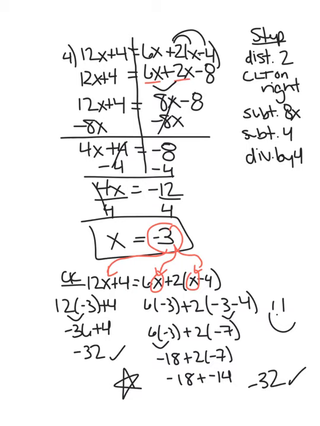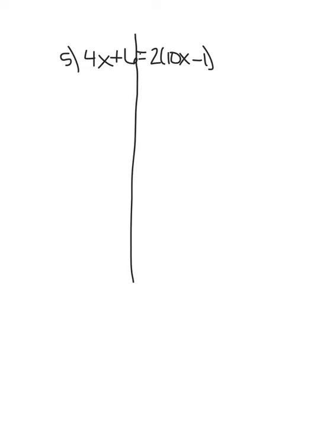All right, one last problem. Number 5. So number 5, we have 4x plus 6 equals 2 times 10x minus 1, right? So here we go. Let's write our steps, right?